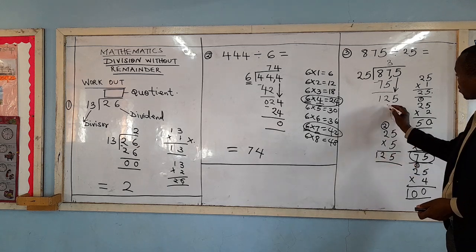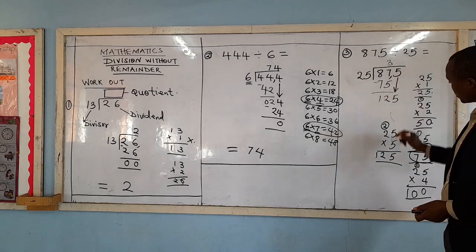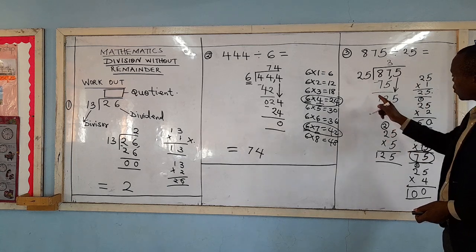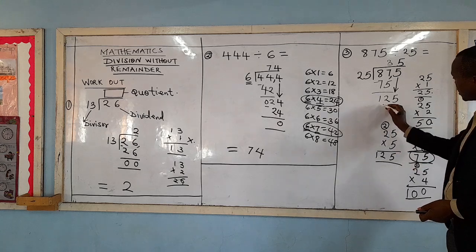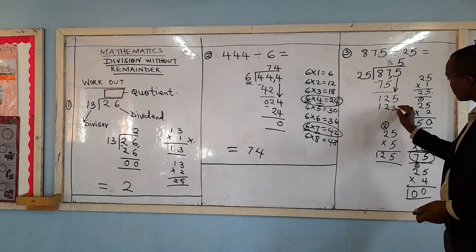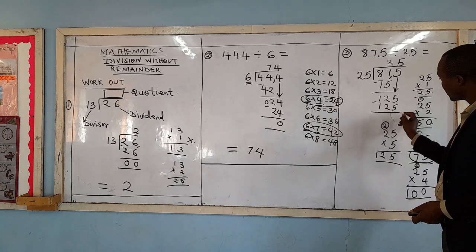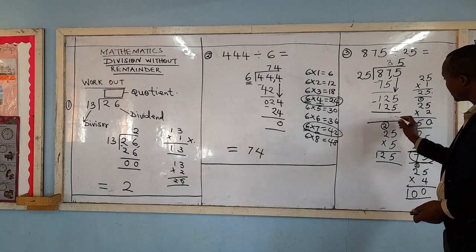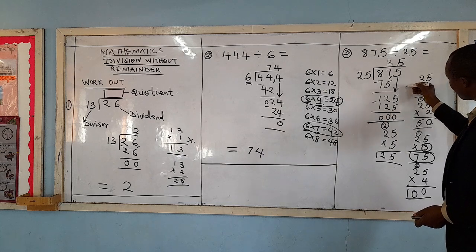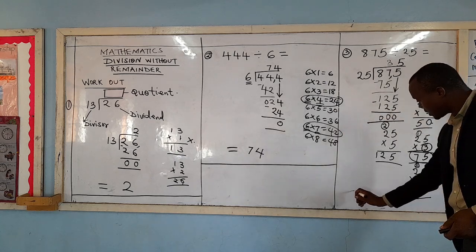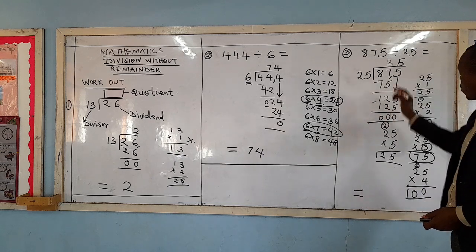Indeed. So here, we have found out that this 25 will go to 125 5 times, giving us 125. And if you try to subtract this, then you will get 0, 0, 0. And there is no digit for us to drop, meaning that our final answer will be 35.